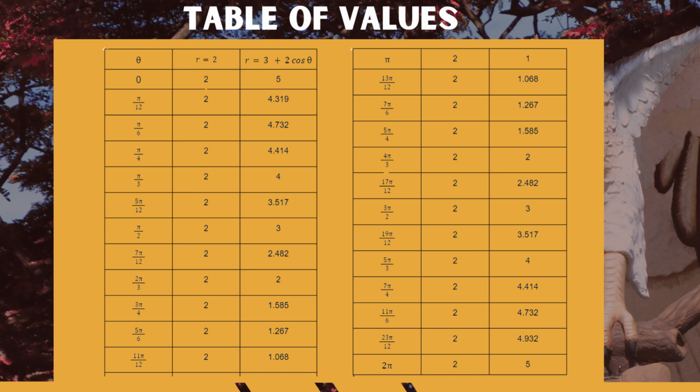If 17 pi over 12, we get 2.482. If 3 pi over 2, we get 3. If 19 pi over 12, we get 3.517. If 5 pi over 3, we get 4. If 7 pi over 4, we get 4.141. If 11 pi over 6, we get 4.732. If 23 pi over 12, we get 4.932. If 2 pi, we get 5.